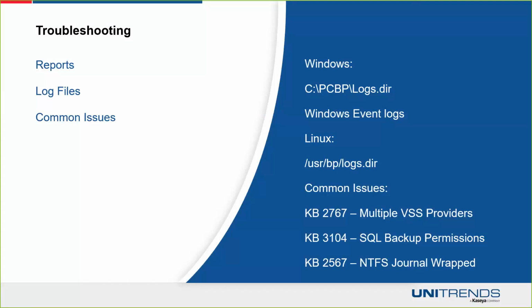This KB explains how to increase that journal if you need to get that error to go away. And oftentimes just increasing the rapidity of your backups from, say, 24 hours to 12 hours can make a really big difference there as well.